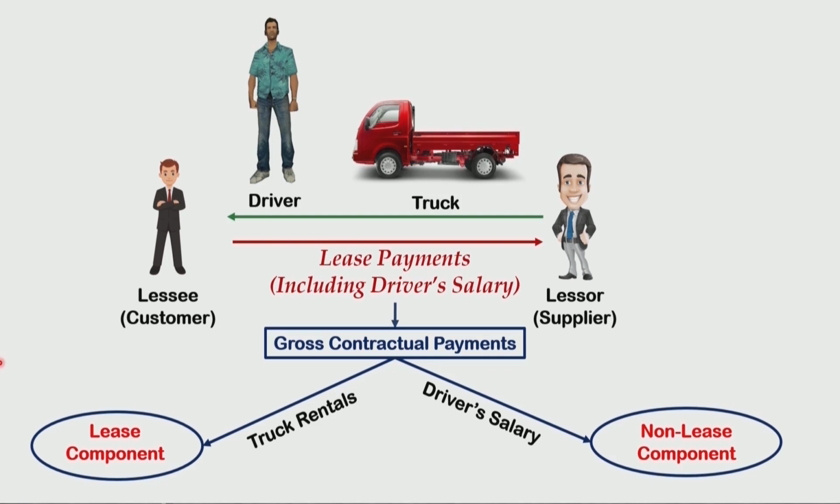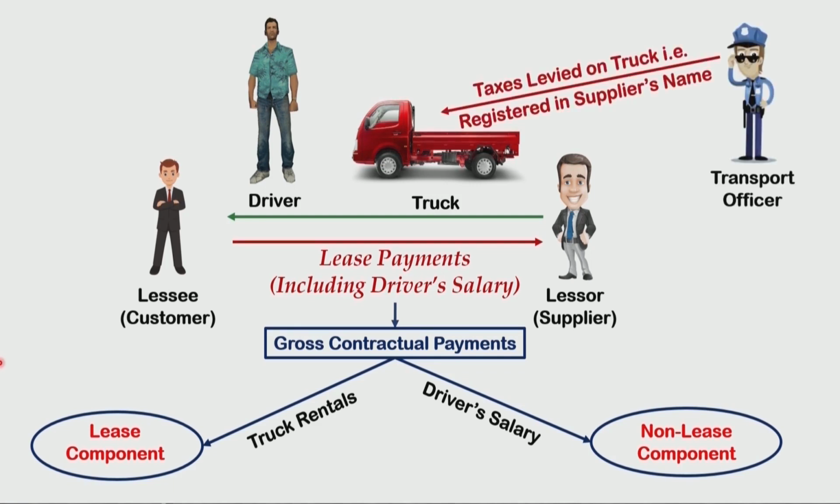Let us now extend this example and include one more component, that is the taxes that can be levied on the truck. The truck being a transport vehicle, it will be a subject matter of tax relating to transportation activity. So the transport department shall levy taxes on this truck. We should not forget one thing, that the truck, the asset, is in the name of the lessor. That means the legal title to the truck belongs to the lessor. So as per the transport department records, the owner of the truck is this party, that is the lessor, correct?